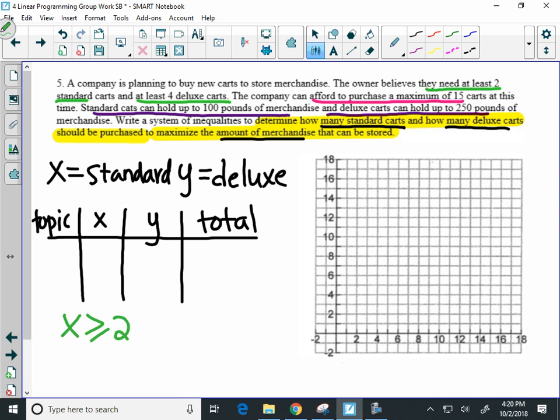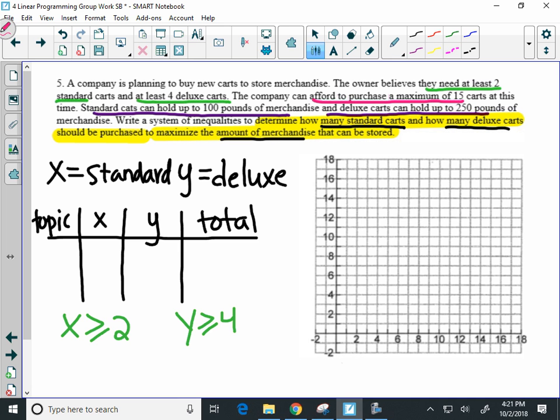They also need at least 4 deluxe carts. Okay? Those do not go together in one equation. Those are 2 separate constraints on this situation, the number of deluxe and the number of standard carts. Now, the next sentence gives you something that's going to go in our table. The company can afford to buy a maximum of 15 carts, and 15 carts in total.